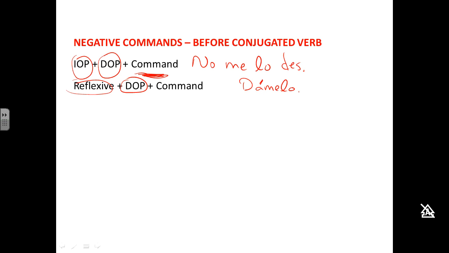Instead of being, and this is how you've always known how to do it, okay, when you have a statement, you would put both of them in front of the conjugated verb in just a statement.